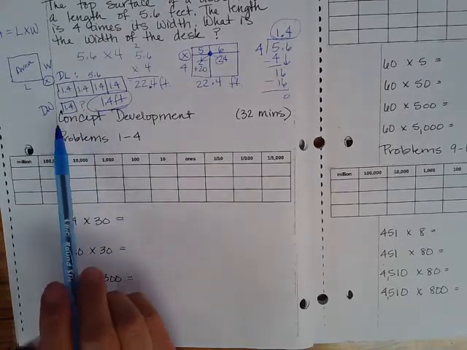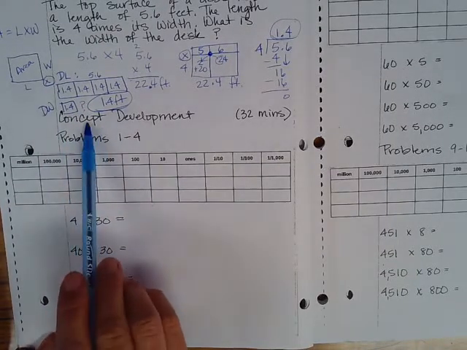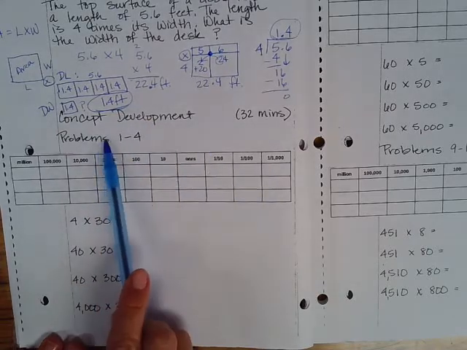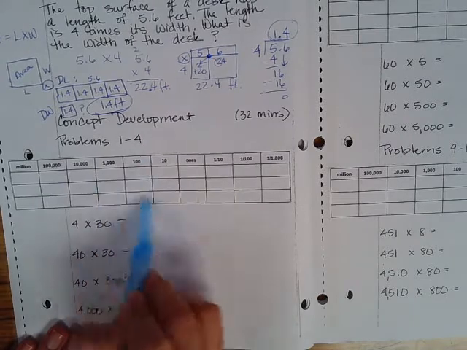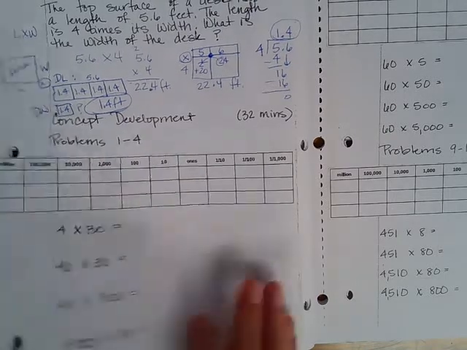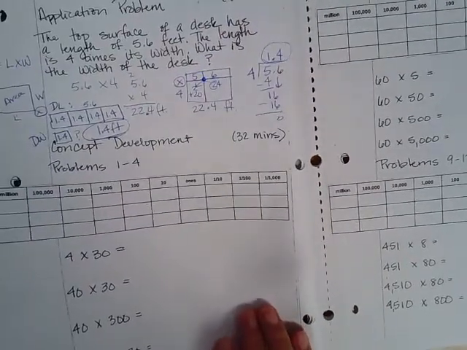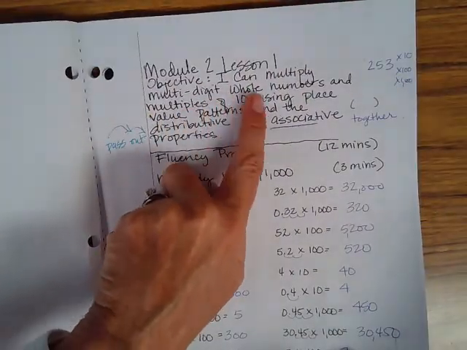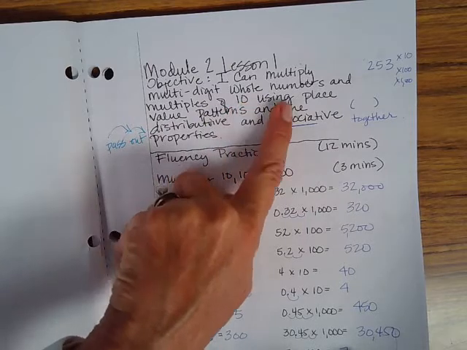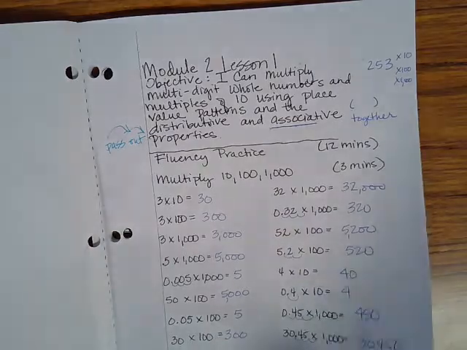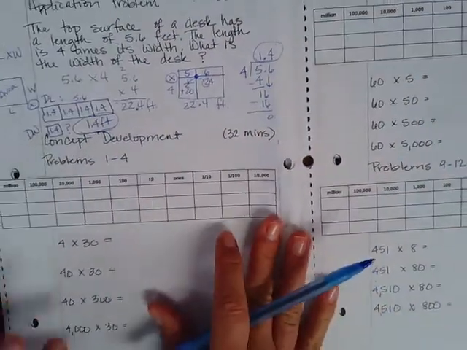This is Module 2, EngageNY, Module 2, Lesson 1, Concept Development. We are going to be using a place value chart to help us understand multiplication with multi-digit numbers. Let's go back to our objective for today. I can multiply multi-digit whole numbers and multiples of 10 using place value patterns and the distributive and associative properties.